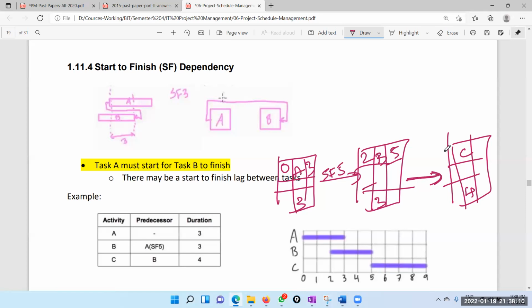This is a regular thing. So this is 5, 5 plus 4, 9. And this is 9, 9 minus 4, 5. This is a regular thing. 5 minus 3, 2. And this is again start to finish.